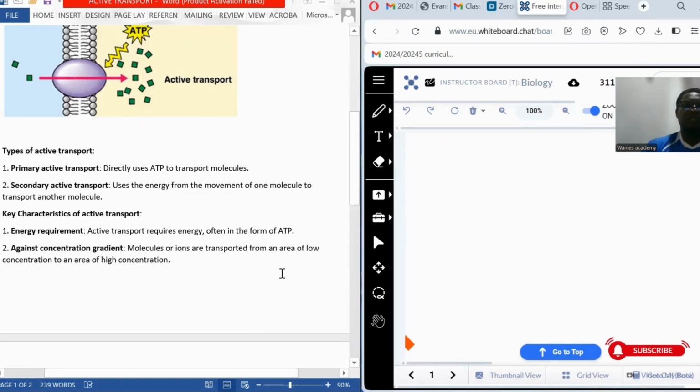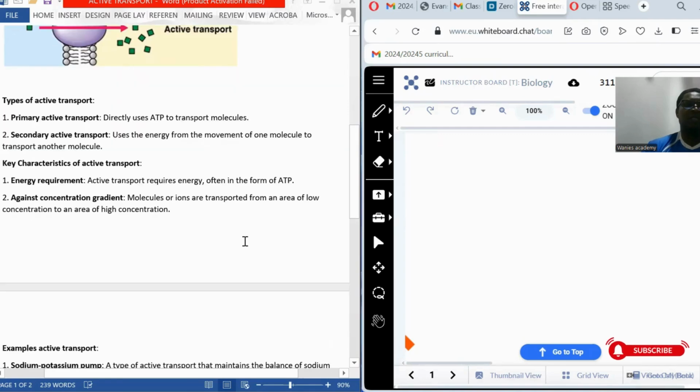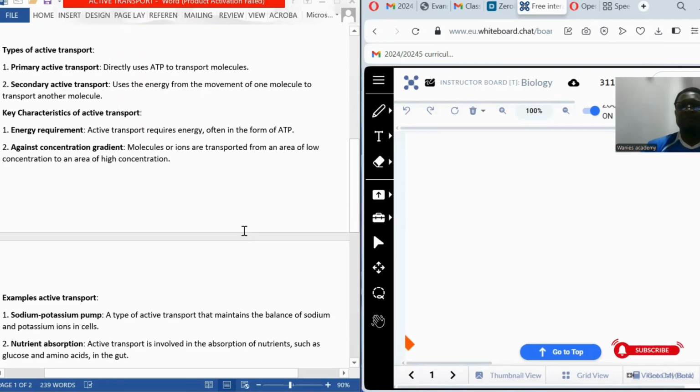Let's see some key characteristics of active transport. Don't forget, active transport enables the movement of molecules and ions from one place to another in the body of living tissue. The first characteristic we talk about is energy requirements. Active transport requires energy to move molecules around the body of organisms. And this energy is often in the form of ATP, adenosine triphosphate, produced at the end of respiration.